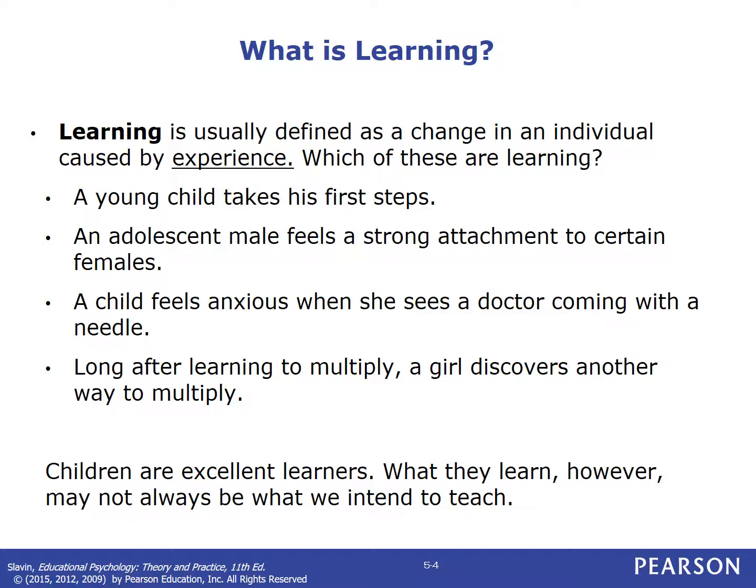Learning comes from experience. Most of us would probably agree that long after learning to multiply, a girl discovering another way to multiply is learning because it's based on previous experiences. So learning is based on previous experiences and it brings about a change. A lot of things are learning, but some things are not. Children are excellent learners. What they learn, however, may not always be what we intend to teach.